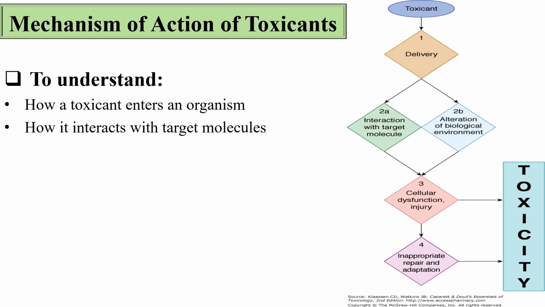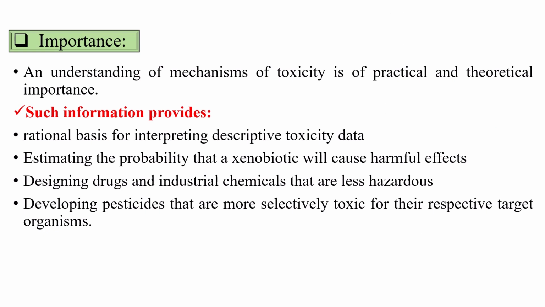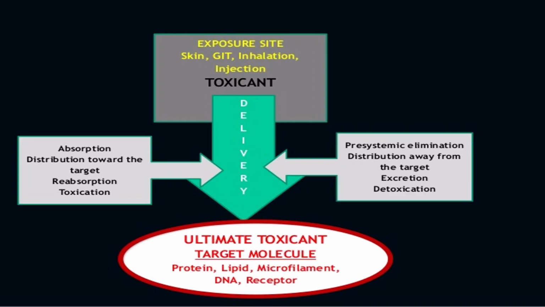To understand how a toxicant enters an organism and how it interacts with target molecules, consider that when toxicants enter the animal body, their presence is unbearable to the body. Then they interact with target molecules and cause alteration of the biological environment, then cause cellular dysfunction and sometimes stop the body from the repair process. So, it adopts 3 pathways while causing damage to living organisms.